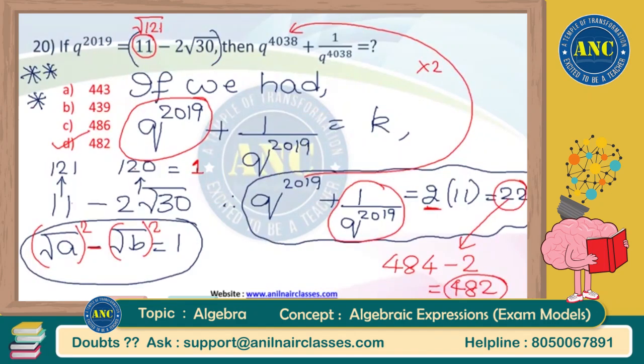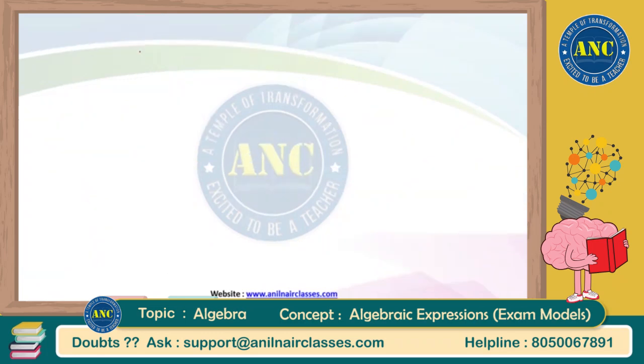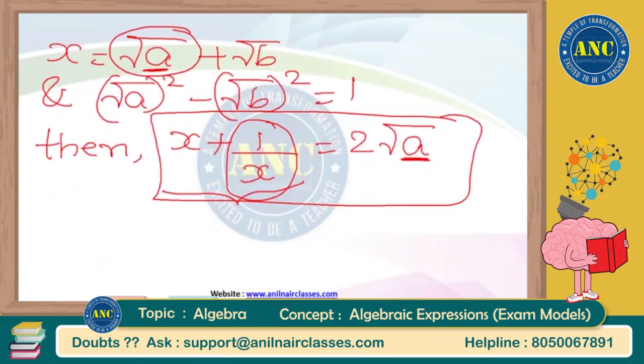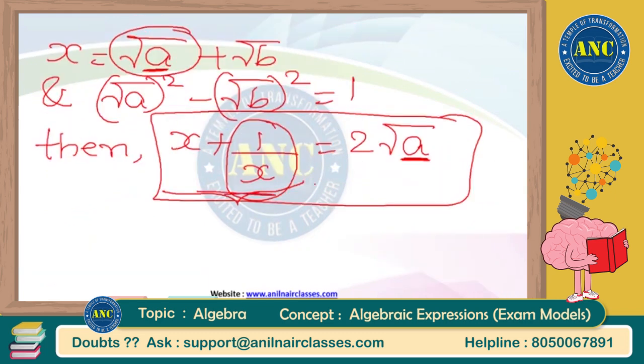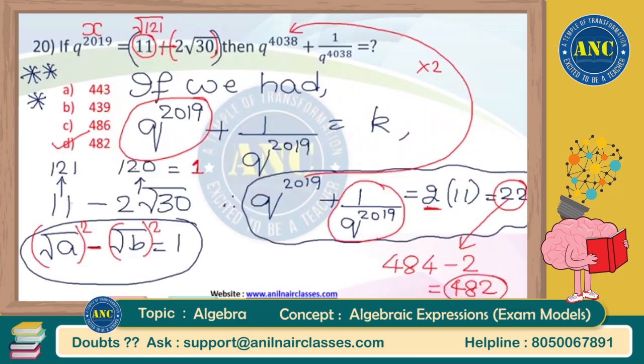Here I am taking q power 2019 as x equal to root a plus root b, where root a is root 121 plus root b, and this entire thing I can put with a negative sign, minus 2 root 30. From this notation, I get 2 into root a, so it is 2 into root 121, and 2 into 11 is 22. So 22 is q power 2019 plus 1 by q power 2019. But they want for power 4038, so k square minus 2.